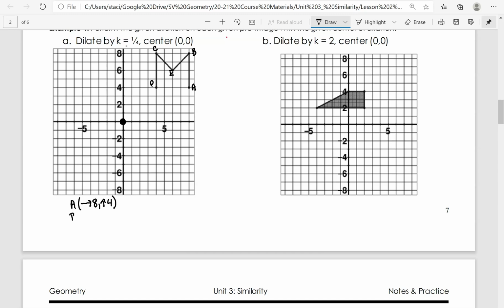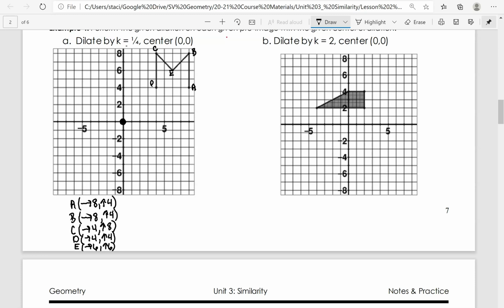I'm going to do the same thing for B. For B, I also had to go over 8, but now I'm going up 8. For C, I had to go over 4 and up 8. For D, I had to go over 4, up 4. And then for E, I had to go over 6 and up 6.